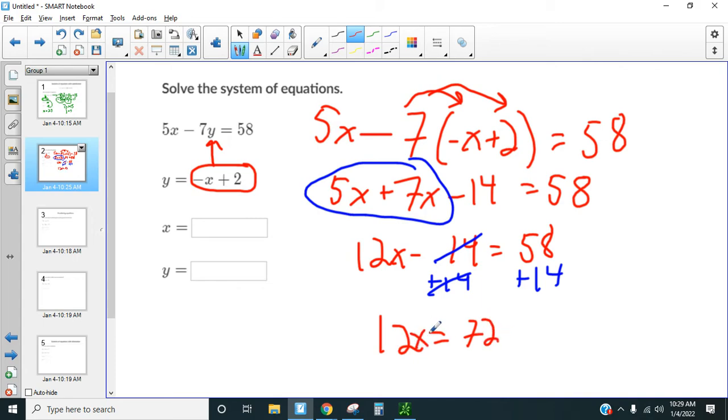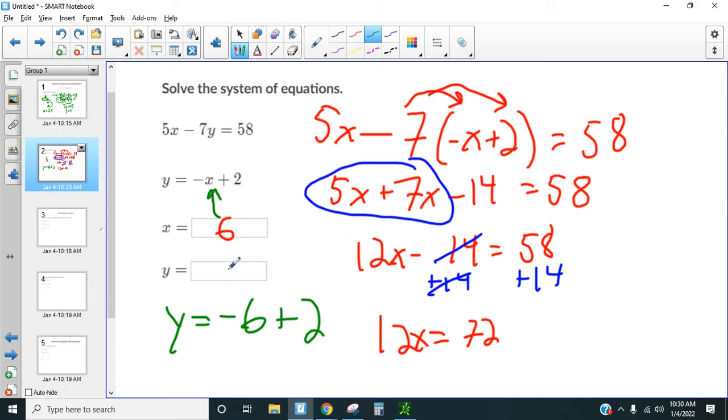Whoa. 12 times something, 72. What's the something? 6. Bingo. X is 6. Then we're going to use the first equation that we substituted in. We're going to plug that in. Sorry, by first I meant this one. If I plug 6 into there, because it's x, right? It says y equals negative 6 plus 2. So what's y? Negative 4. How can I check myself? Well, what I can do is I can plug both of these into that equation up here.